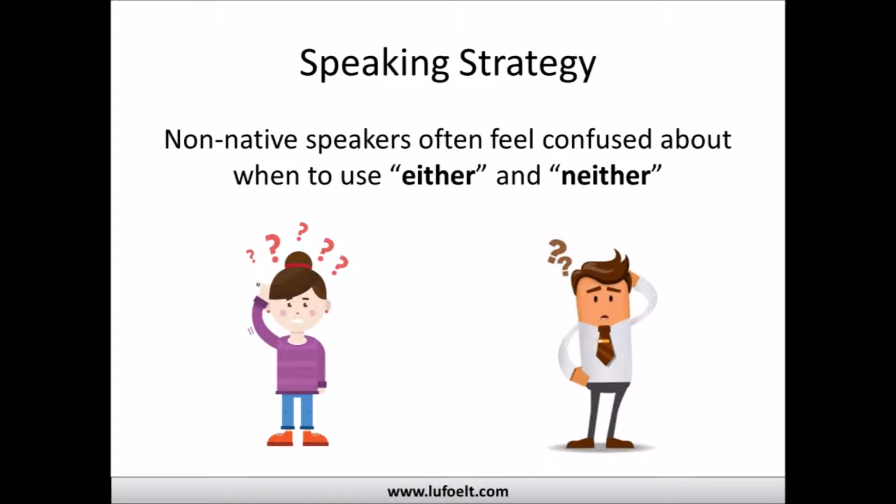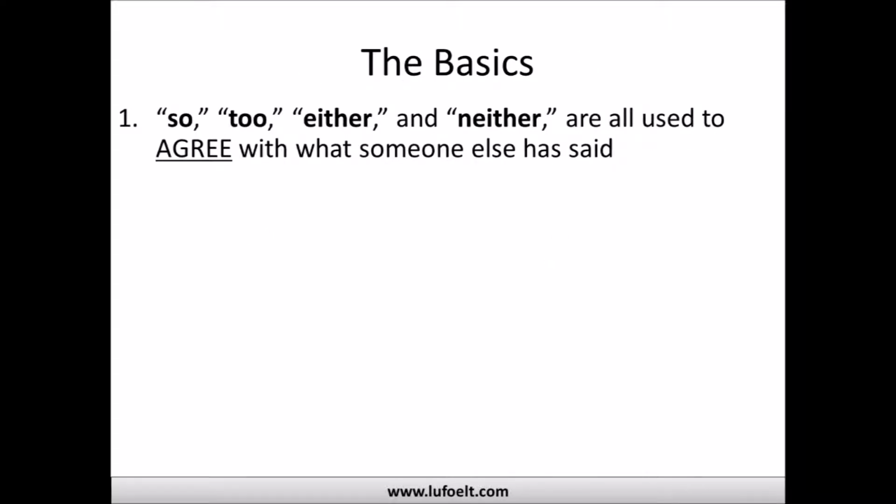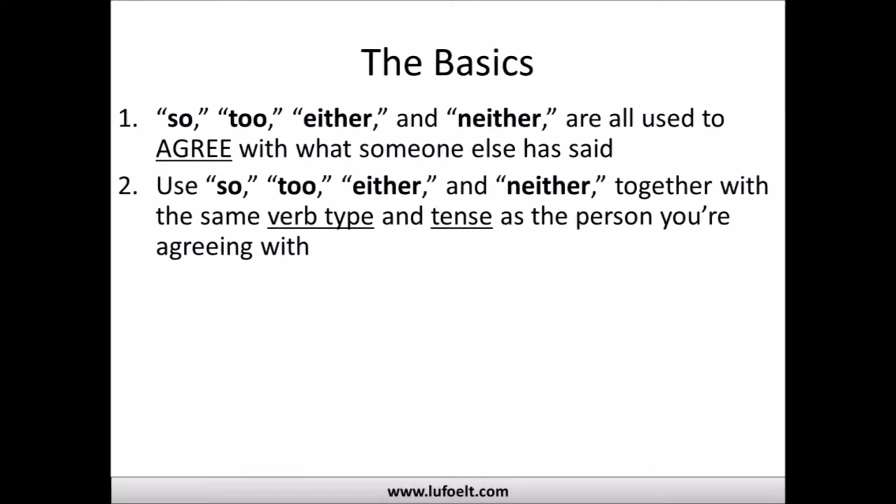So let's get into some of the basics. First of all, so, too, either, and neither are all used to agree with what someone else has already said. So you're going to be responding to someone and agreeing with them when you use one of these 4 words. Also, when we use one of these 4 words, we use them together with the same verb type and the same tense as the person you're agreeing with.